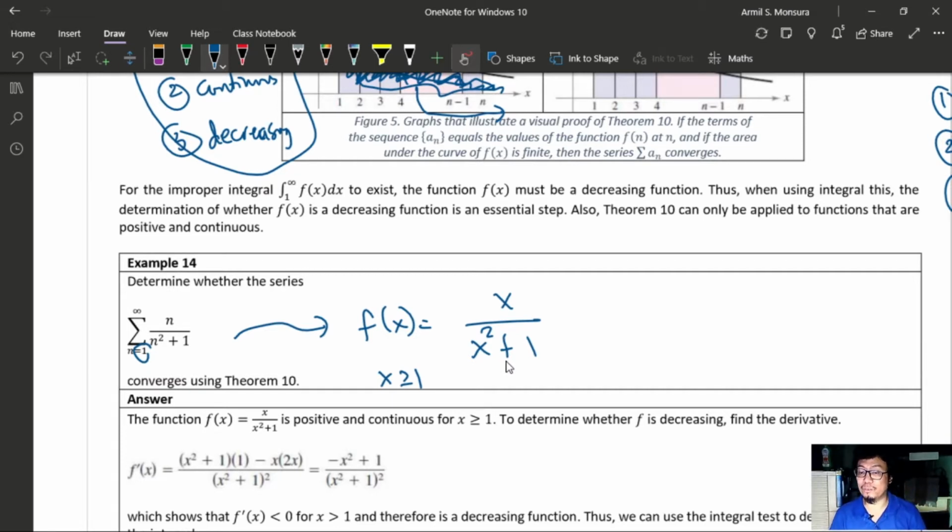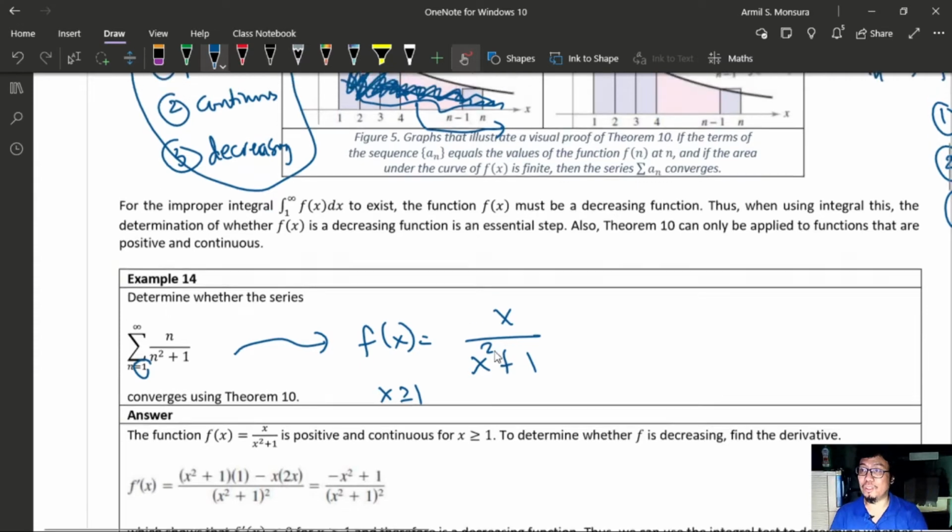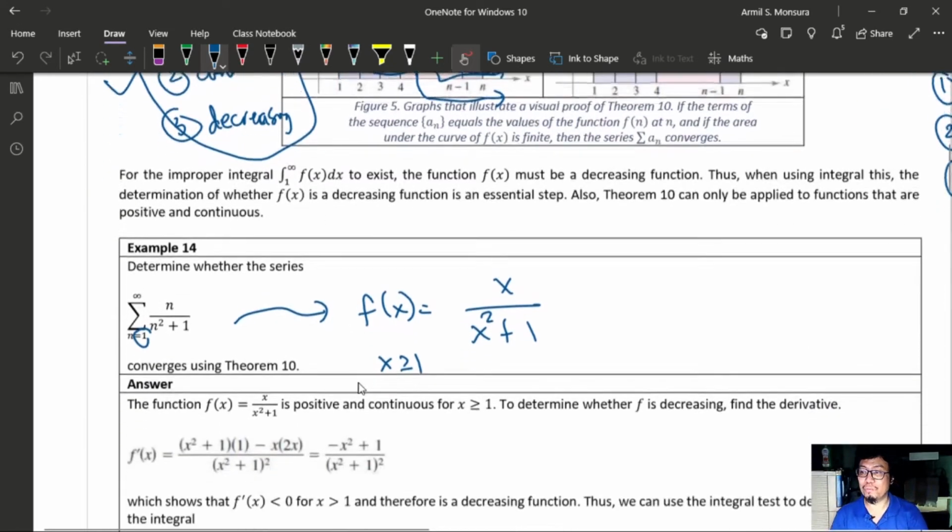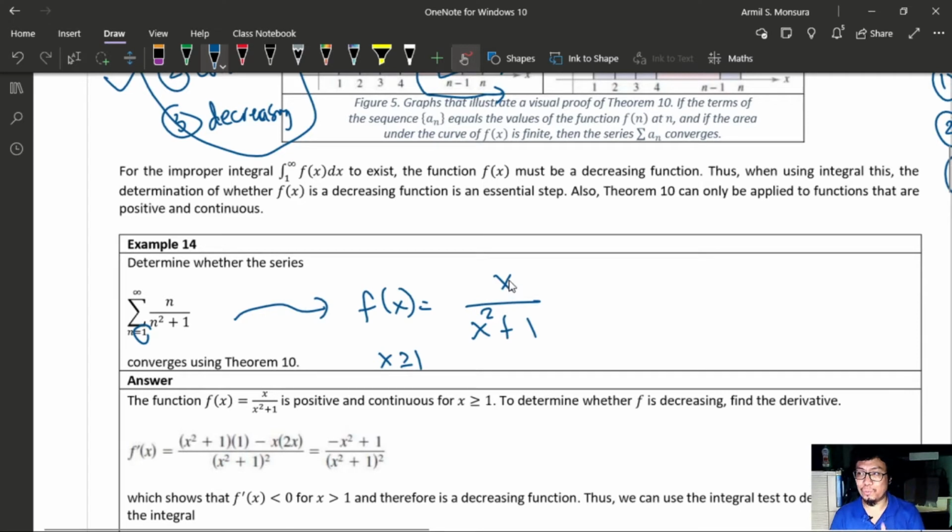So we satisfy the first two requirements. It is positive, because if you substitute positive numbers for x here, then the function is positive. And obviously this is continuous because there is no condition that would make it discontinuous at any point. But the third criterion, which is whether it is decreasing, is something that we have to determine by getting the first derivative of f of x. The function is decreasing if its first derivative is negative.